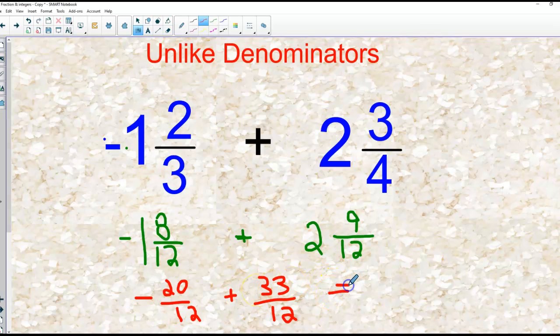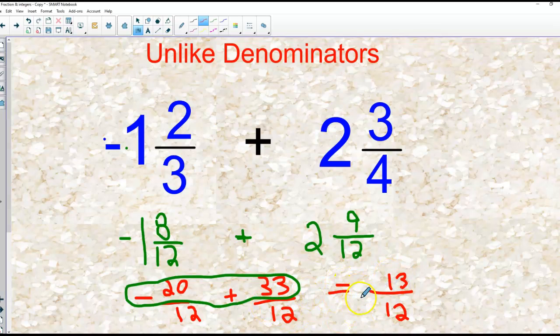Now it looks just like we've been doing, right? So we can solve this. Our denominator stays. And let's look at our numerators. It says negative 20 plus 33. Okay, I have 2 different signs, so I need to subtract. And if I subtract, I get a positive 13. So I don't have a sign to bring along, just a positive 13.